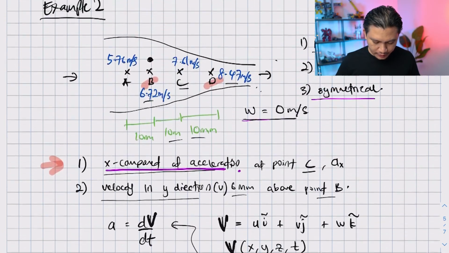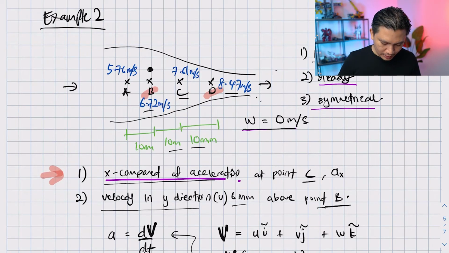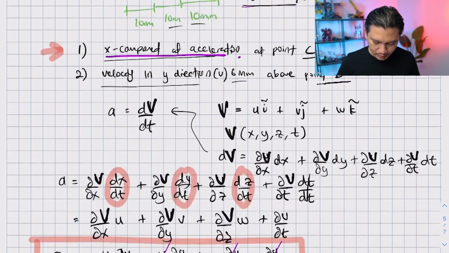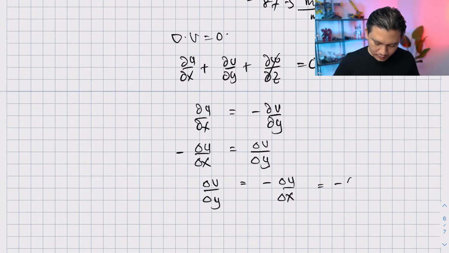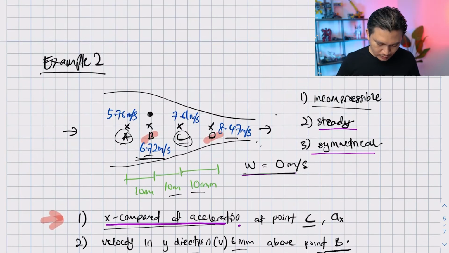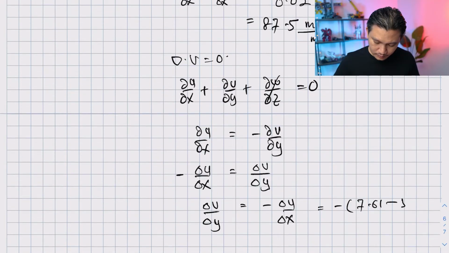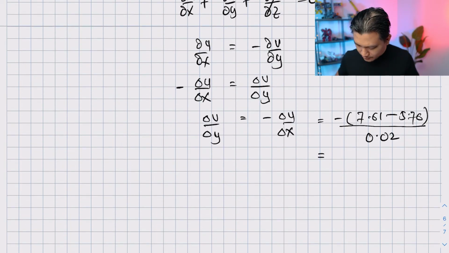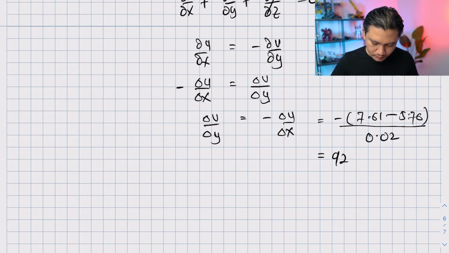And now our point of interest is point B. At point B, we can figure out Δu/Δx by using point A and point C. So this is 7.61 minus 5.76, divided by 0.02, which is equal to 92.5 meters per second per meter. And let's not forget the negative sign in front.